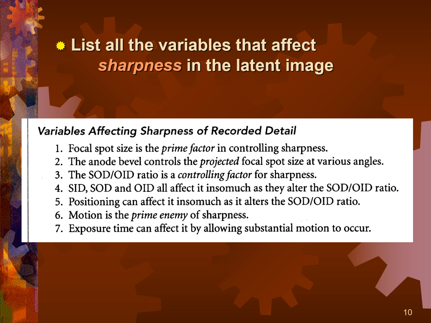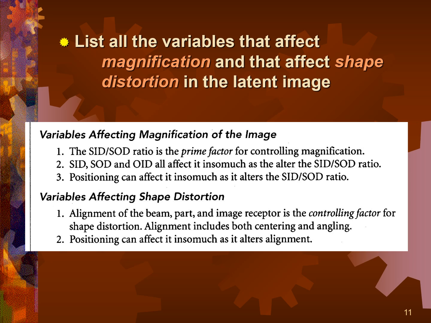And so motion blur, different than penumbral blur, is more likely to occur with longer exposures. That's just intuitive. If you think about x-raying a 2-year-old, if you give a 2-year-old time to wiggle, will they wiggle? Well, yes. That's what 2-year-olds do.